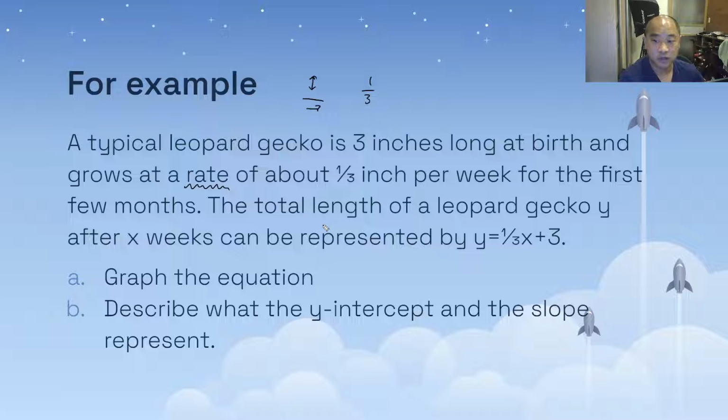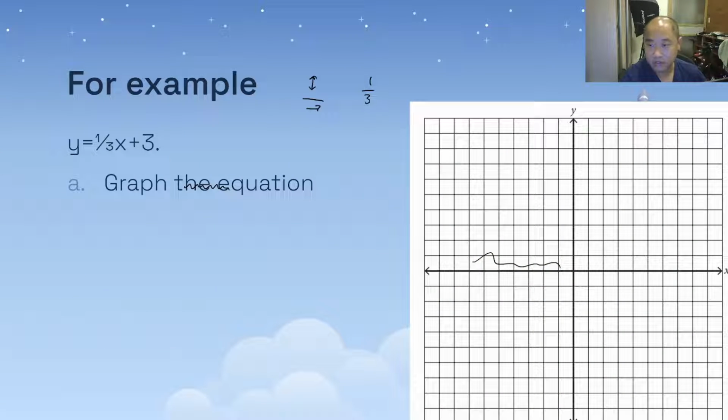The total length of the gecko, y, after x weeks, can be represented by this equation. So graph the thing. We're going to graph it. Is the graph on the next page? Yeah, it is. Great. So we're going to graph the m, where the slope is 1/3. The y-intercept is 3. So 1, 2, 3. There's 1 point there.